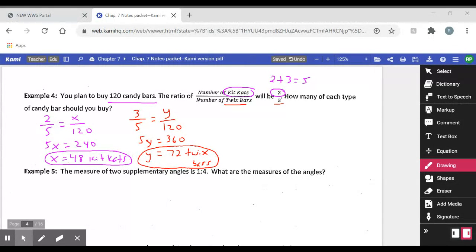Another way that you could think about this is you could think of it as putting, I'll show you up here.